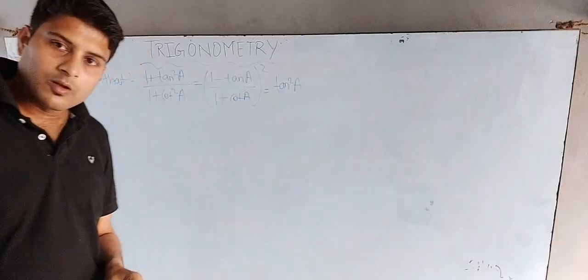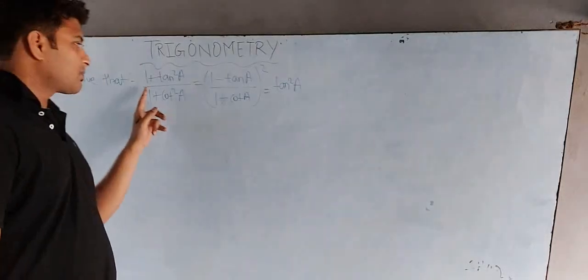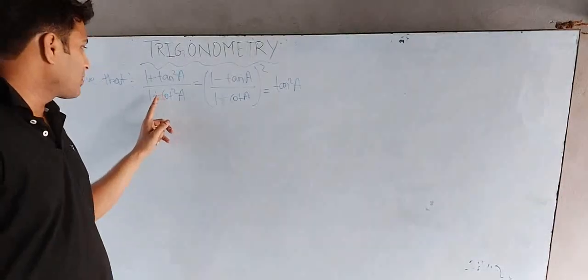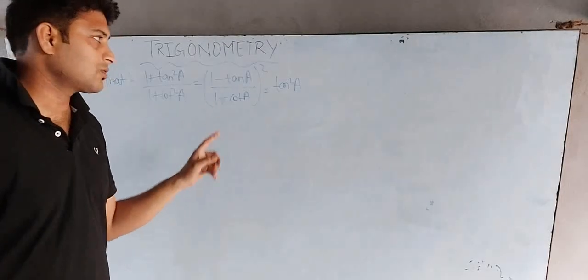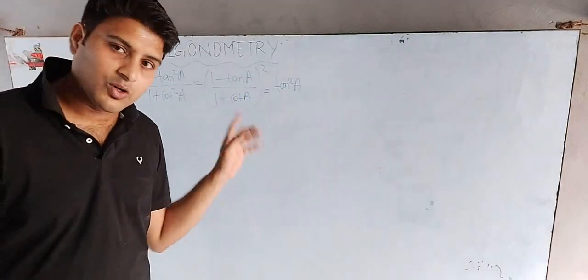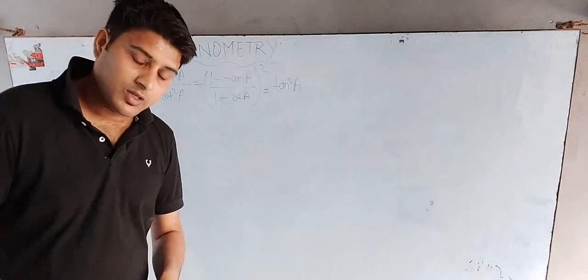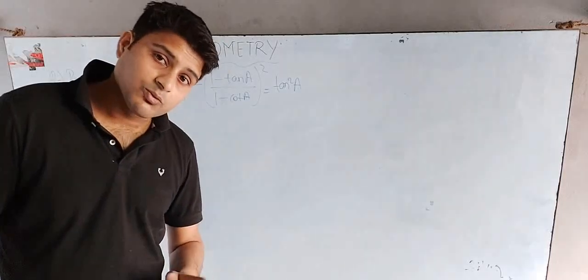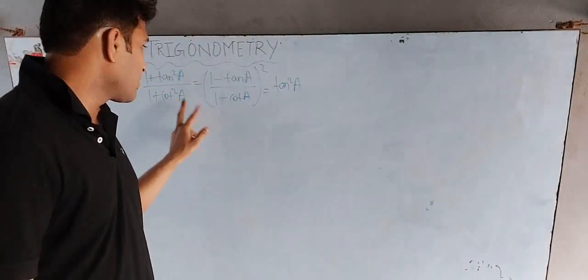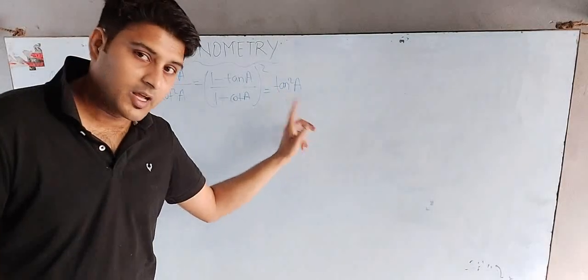Now here in this question we have 3 terms. Prove that 1 plus tan square A upon 1 plus cot square A is equal to the second term, the middle term, 1 minus tan A upon 1 minus cot A whole square, and the third term which is equal to tan square A. Now here we will prove that both the terms, the first term and the middle term, are separately equal to the third term, tan square A.